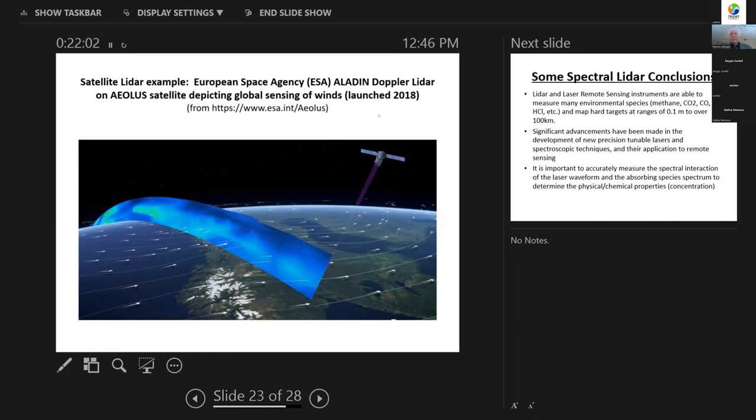And this has been a dream of people in atmospheric sciences for decades, because if we can increase the measurement of winds on the Earth, then we're able to increase our weather prediction, both the accuracy and how far out that we're able to do with that. So these are some of the examples.